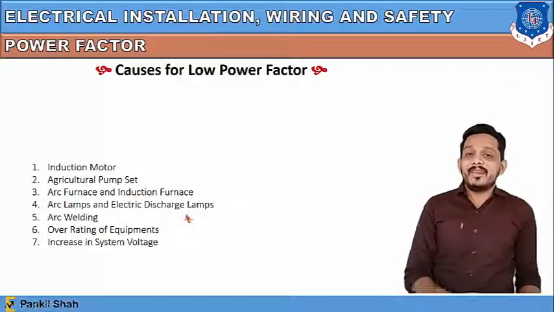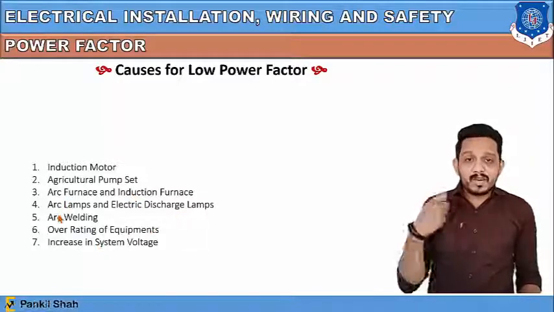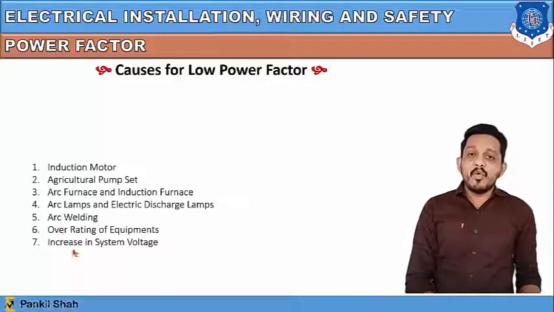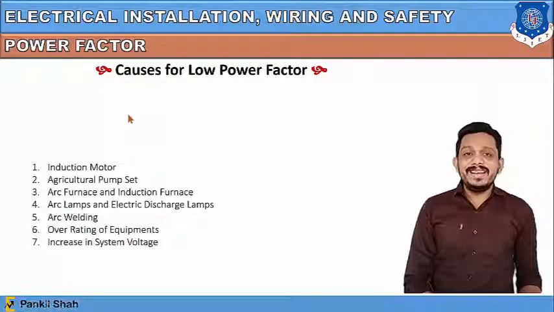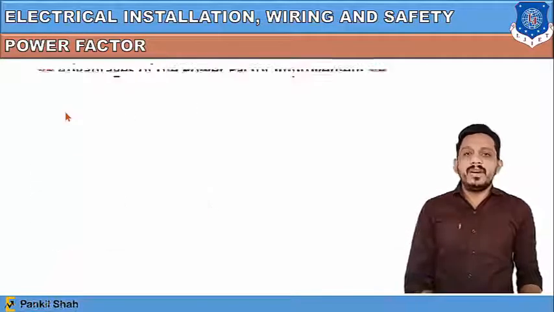Arc lamps and electric discharge lamps. Arc welding causes a low power factor. Overrating of equipment and an increase in system voltage. These are all the causes of low power factor.